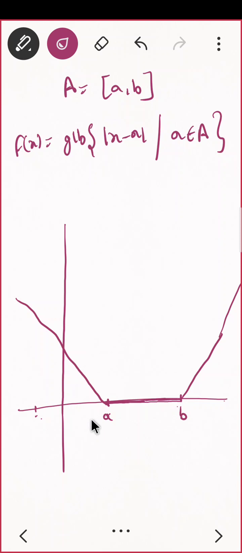What about this guy? If your number is here, then distance from that number to that interval, that is 0, no? Because that number is lying in that interval. So graph will be this line. This will be also taken care. So again the function is continuous. It will be something like this. Is that okay?